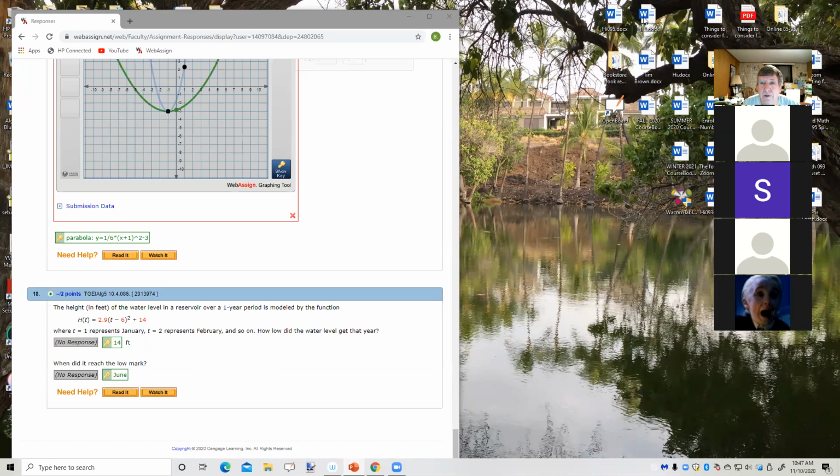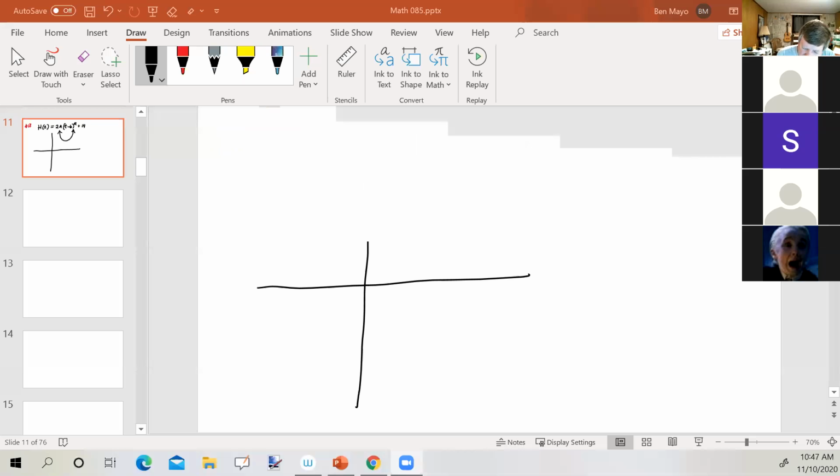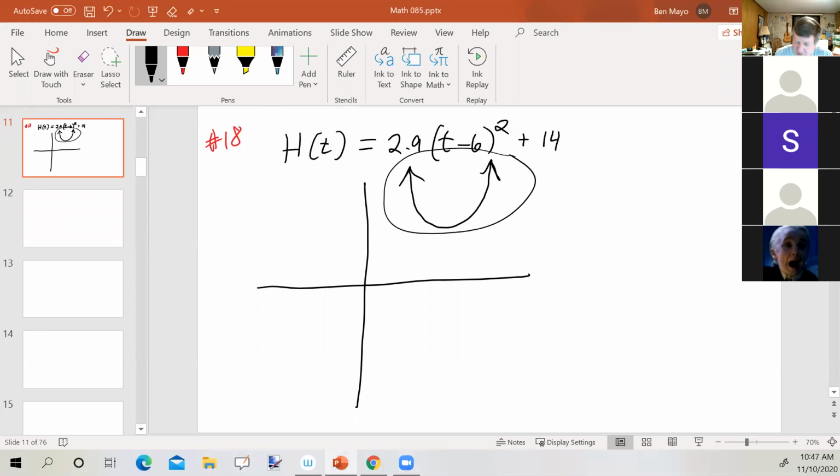Okay, let's say we've got this. All right, so right here, I'm just making a rough sketch of that graph. It's not totally accurate, but it's similar. Okay, so this axis is t. That's time in months of the calendar. This axis is h. It's the height. It says, how low did the water level get that year? So the vertex would be the lowest height of the water level. Do you see that? So basically we're looking for the vertex.